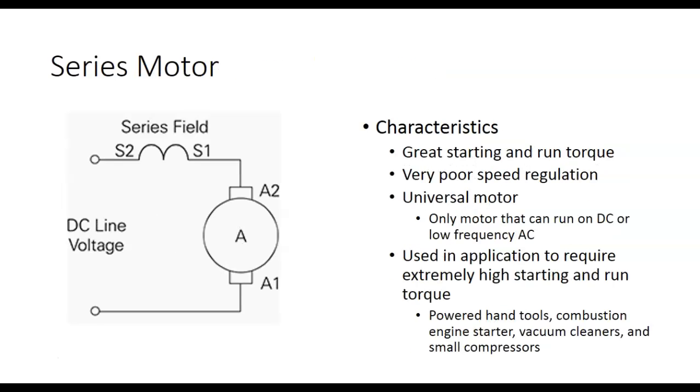Series motor, great starting torque, poor speed regulation. So the field is in series with the armature. So if the armature tries to slow down, the current's going to go up, which causes the series field to go up, which causes the torque of the motor to go up. This is one motor that we can run on AC and DC, so some people call it a universal motor, used in applications that require extremely high starting and run torque.